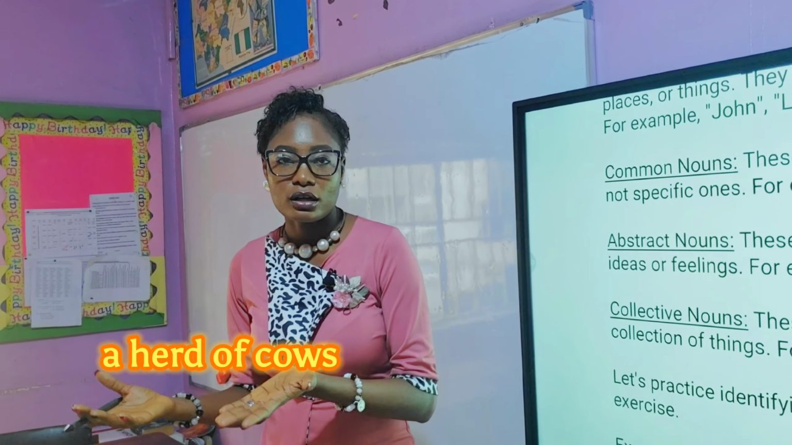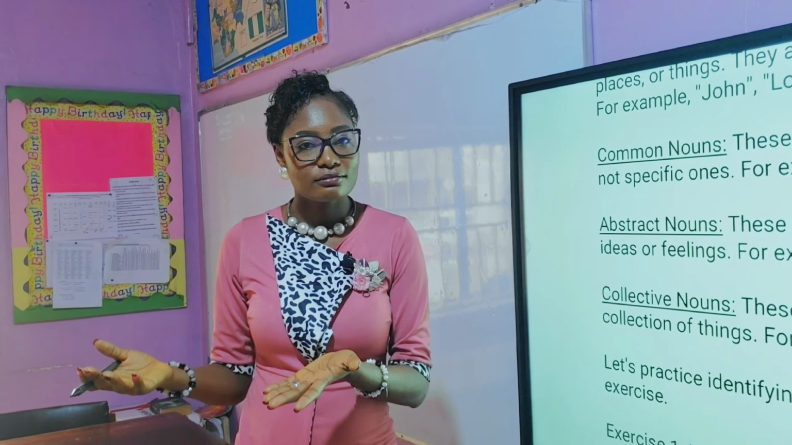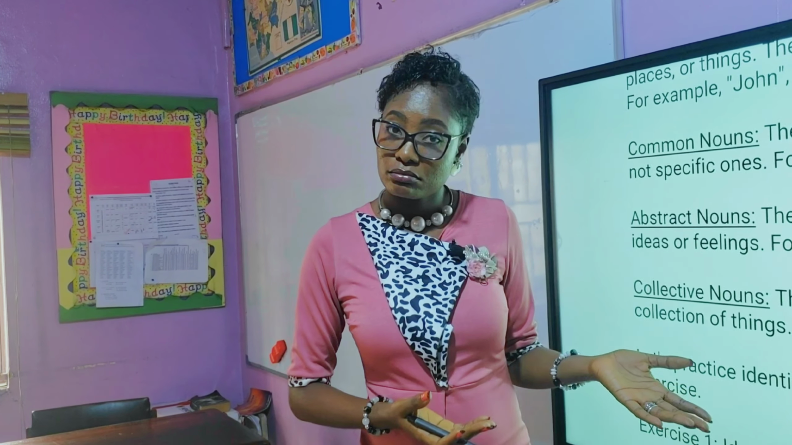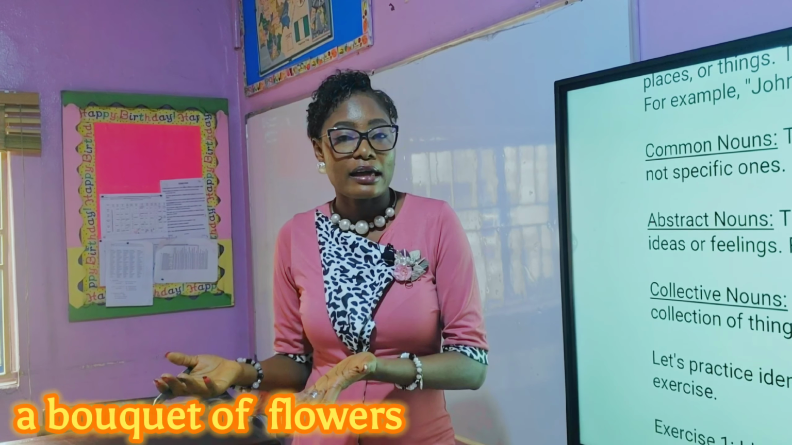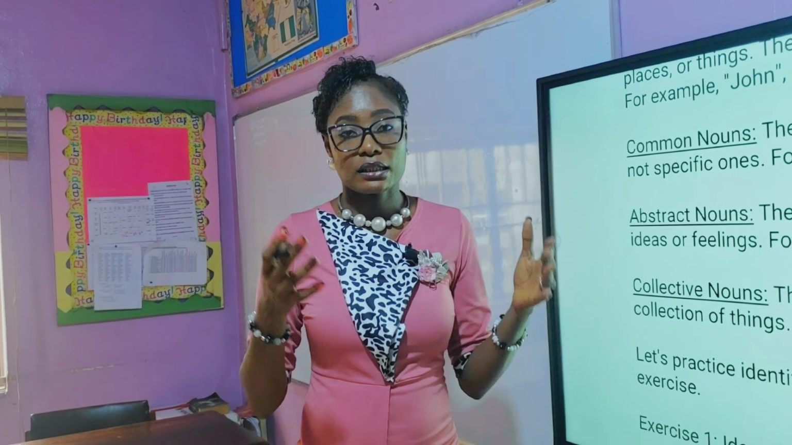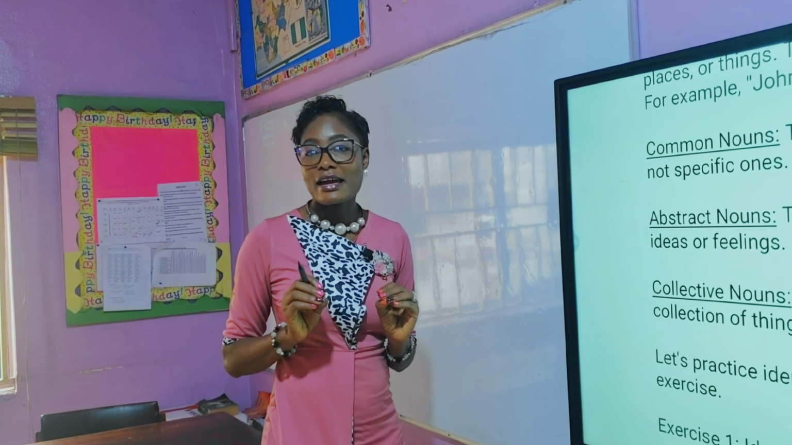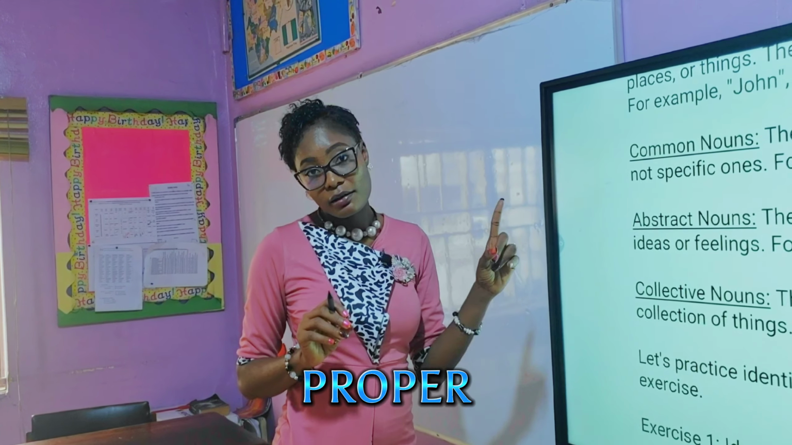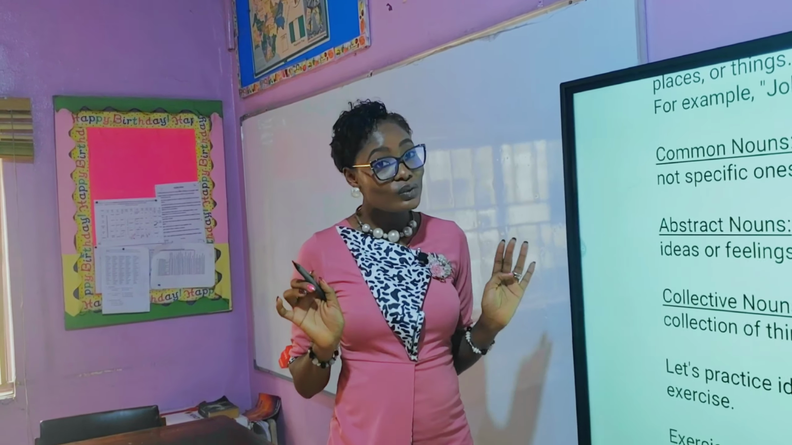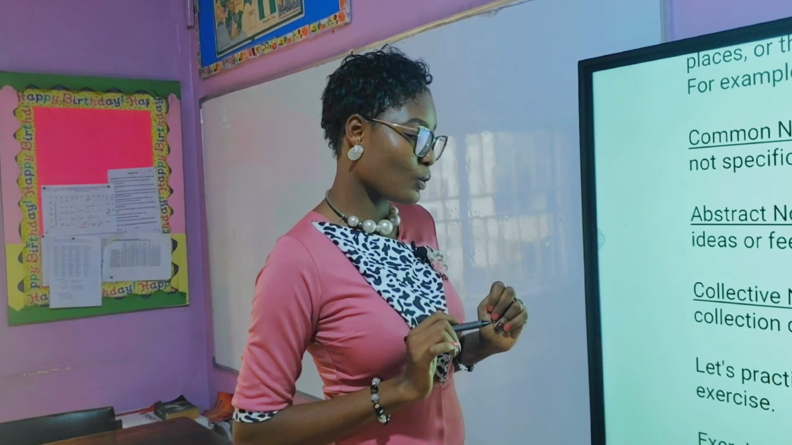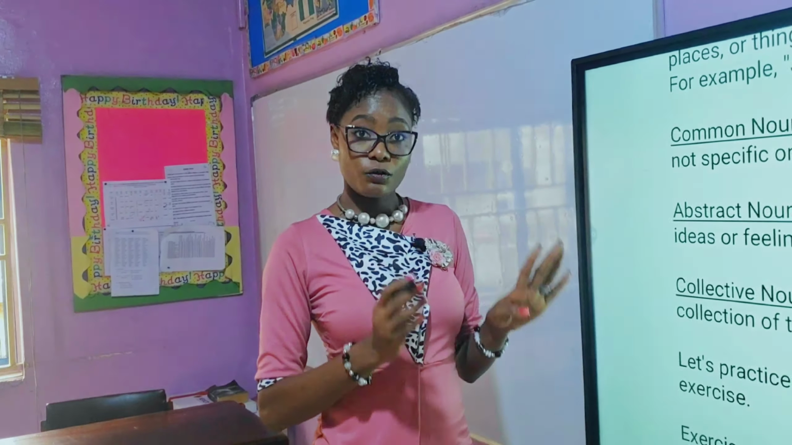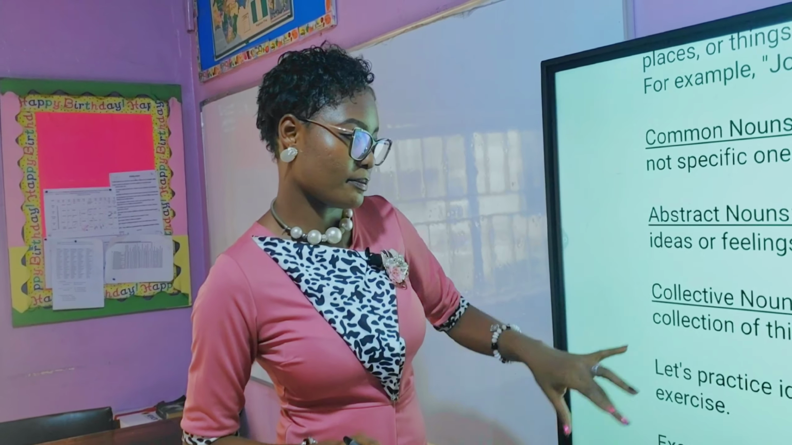What about a herd of cows? Another group. Or a flock of sheep. Or a bouquet of flowers. So words like that, those are called collective nouns. So we have been able to successfully look at proper, common, abstract, and collective nouns. These are not all the nouns, mind you, not at all, but let's start with practicing how to identify these 4 because they are very important.